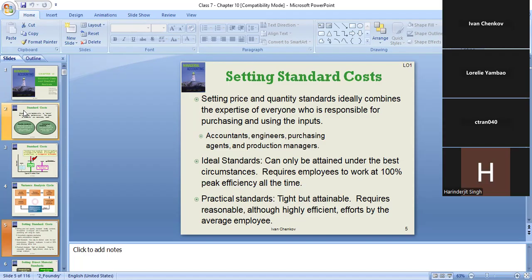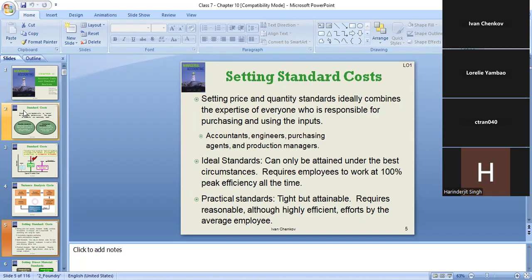Now we're going to have two types of standards. One standard will be the ideal standard. Now, the ideal standard can be obtained under the best circumstances, which requires employees to work at 100% peak efficiency all the time.